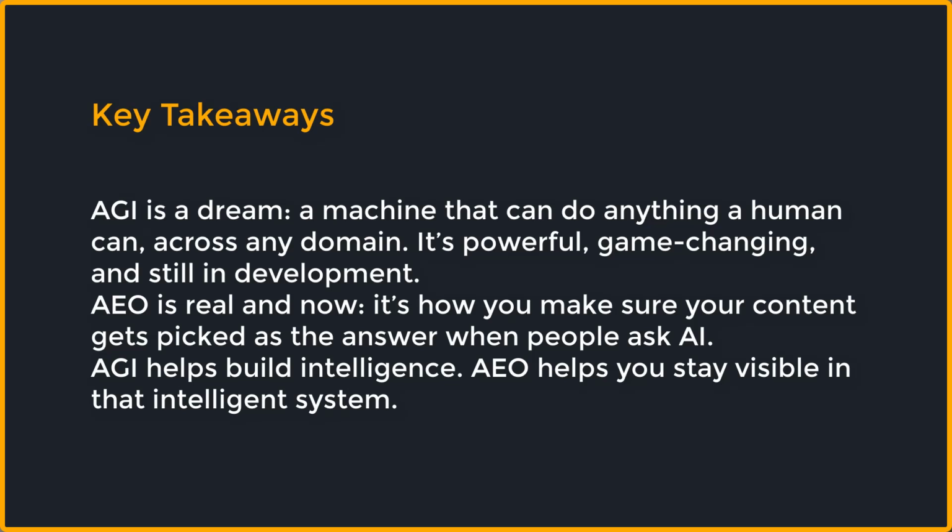So AGI is the horizon we're all watching, right? So here are the key takeaways. AGI is a dream machine that can do anything a human can across any domain or industry. It's powerful, game-changing, and still in development. AEO is real and now. It's how you make sure your content gets picked as the answer when people ask AI a question. So AGI helps build intelligence, whereas AEO helps you stay visible in that intelligent system.